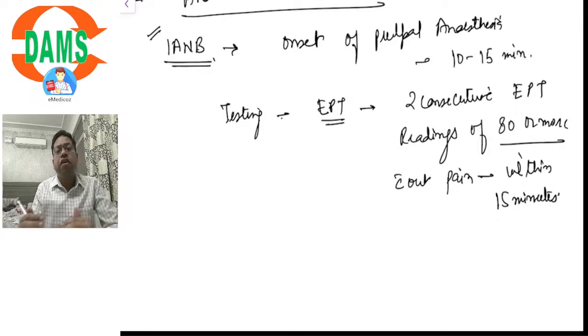So the relation is not reciprocal. Lip numbness may or may not indicate pulpal anesthesia, but absence of lip numbness always indicates that there is no pulpal anesthesia. Okay.